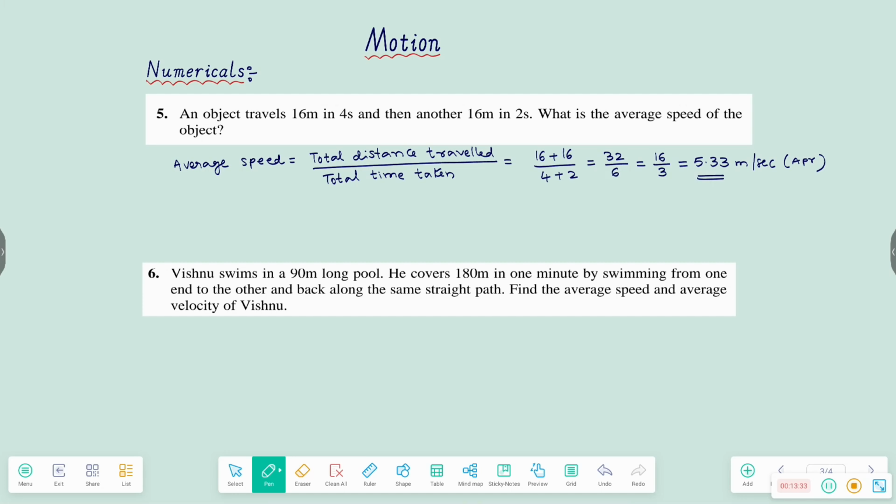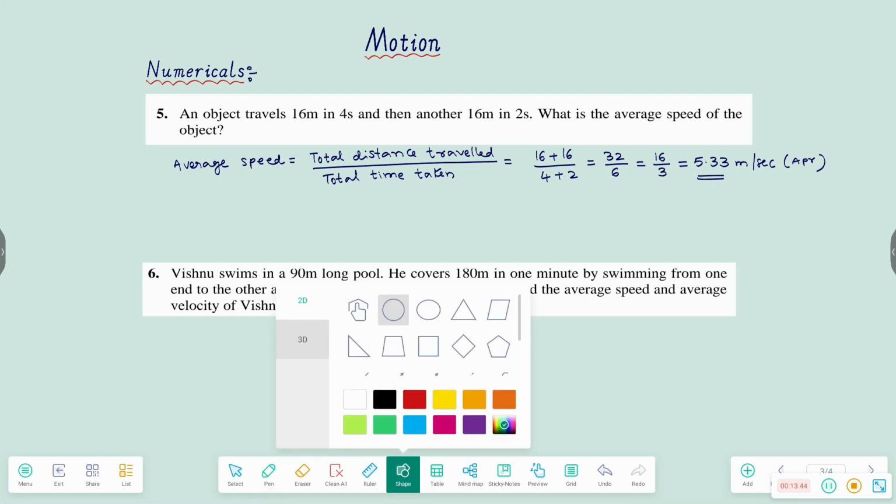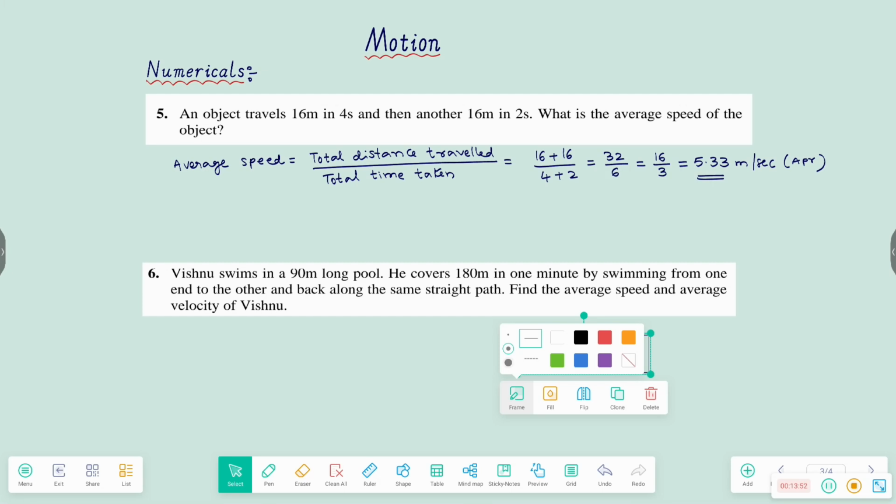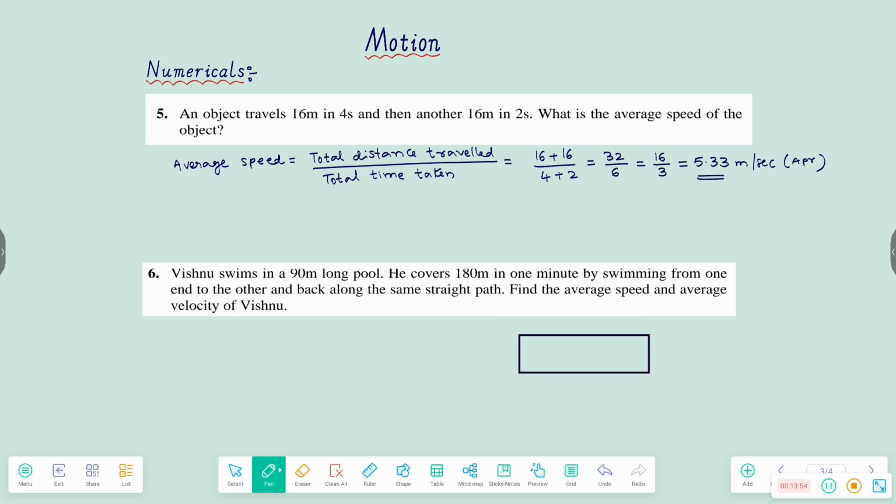Now question number 6. Vishnu swims in a 90 meters long pool. He covers 180 meters in 1 minute. So here it is a swimming pool, for example, let us take this is the swimming pool, in this format. So what did he do in the first case? He swims 90 meters. What is the length of the swimming pool? 90 meters. The length of the swimming pool is 90 meters.